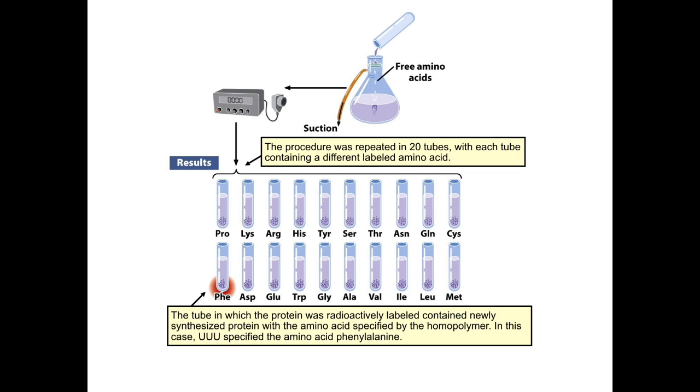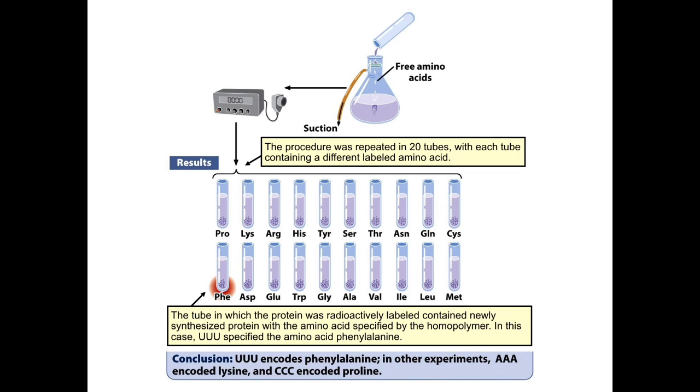The tube in which the protein was radioactively labeled contained newly synthesized protein with the amino acids specified by the homopolymer. In this case, uracil, uracil, uracil specified the amino acid phenylalanine. So the conclusion is UUU encodes phenylalanine. In other experiments, AAA encoded lysine and CCC encoded proline.